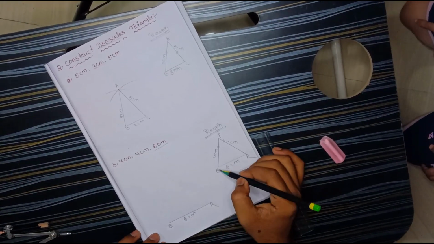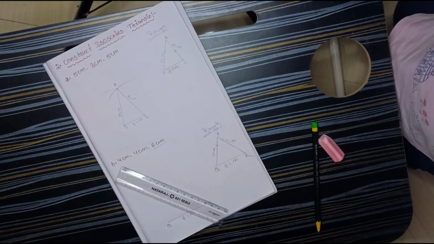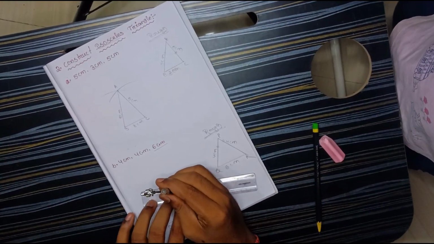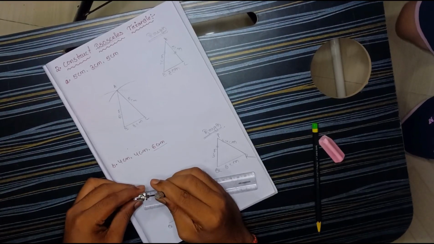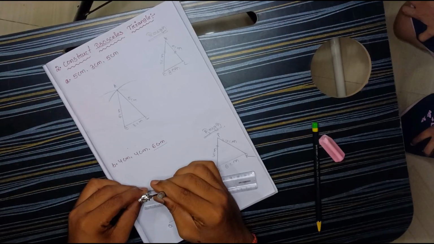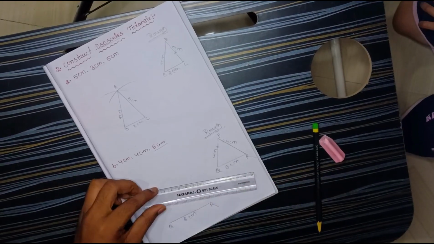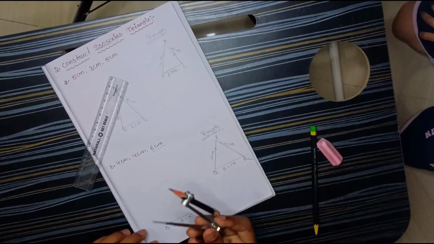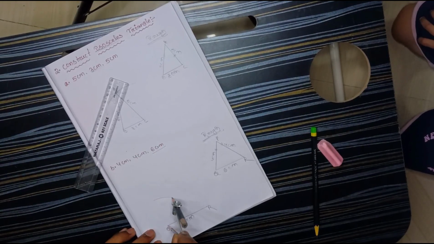Got it? Now it's time to make PQ and PR also. So for PQ we need 4 centimeter. So we start from 0 and it will extend to 4 centimeter. Look, this one is your 4 centimeter. This measure represents your 4 centimeter. So now you have to take it and you have to measure.